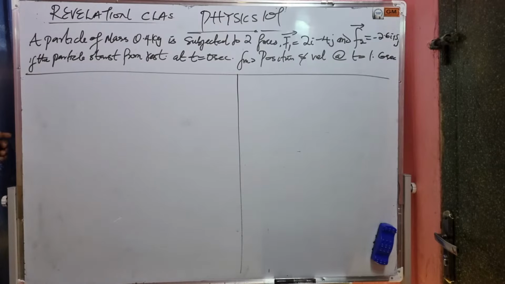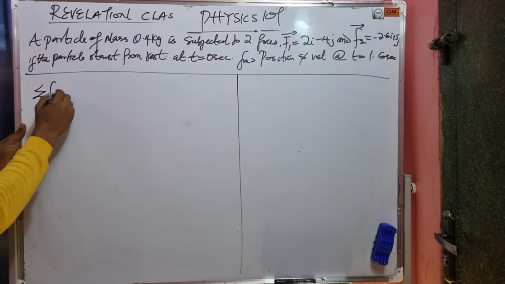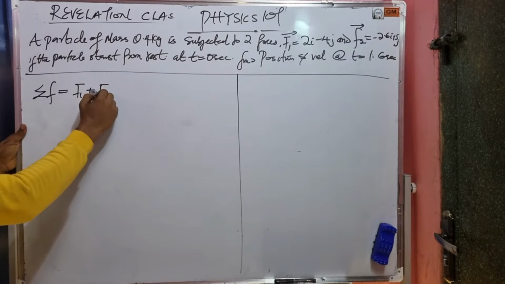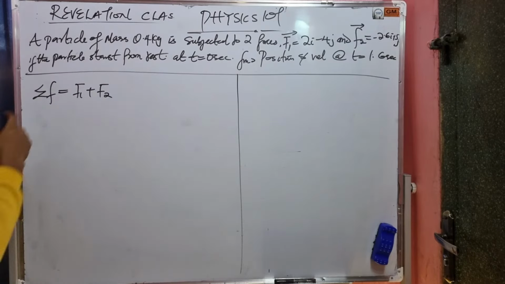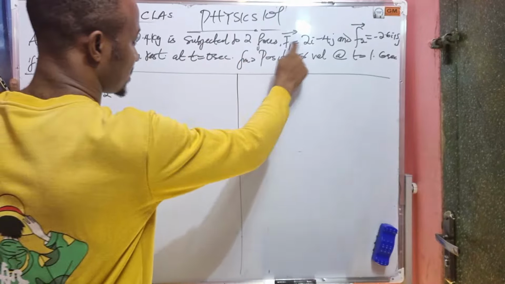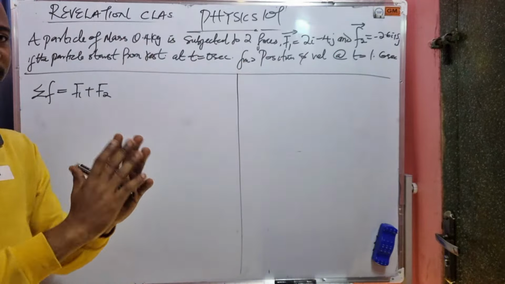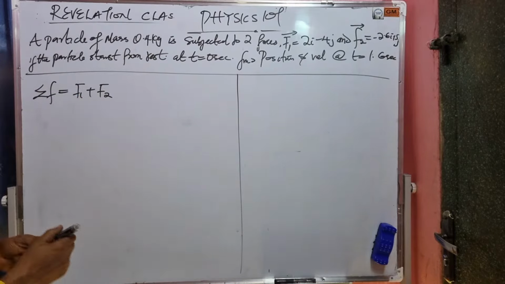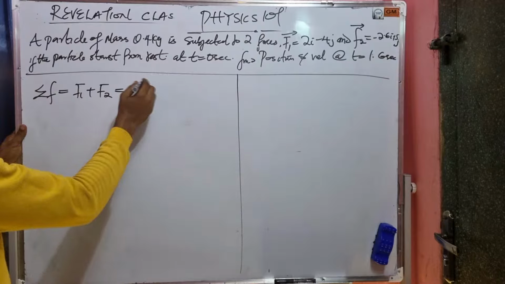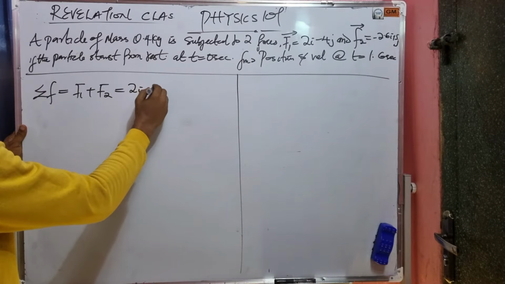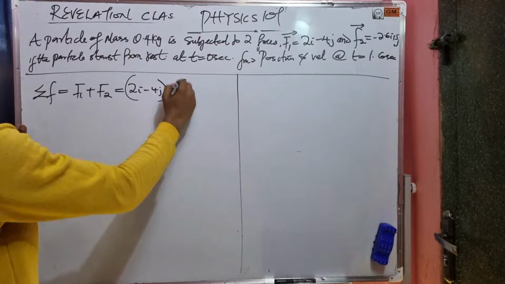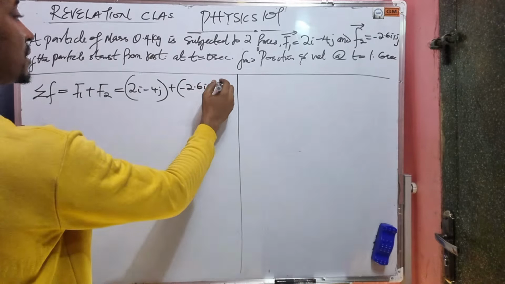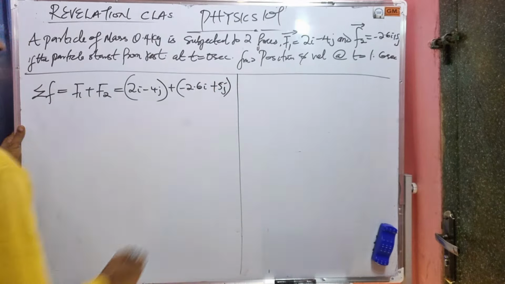Now, the first thing we need to do is to find the sum of the two forces. The sum of the two forces is simply F1 plus F2. If the particle is subjected to two forces, I have to find the resultant force, the sum of those two forces. And that will give us 2I minus 4J plus minus 2.6I plus 5J. Is that clear?